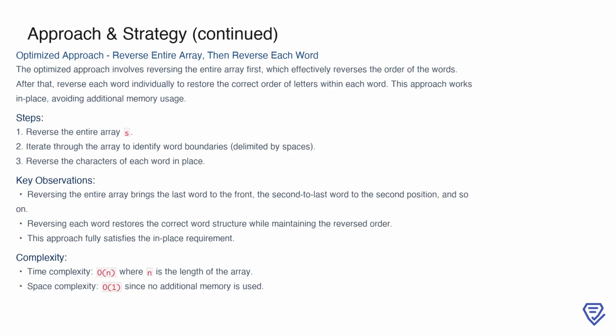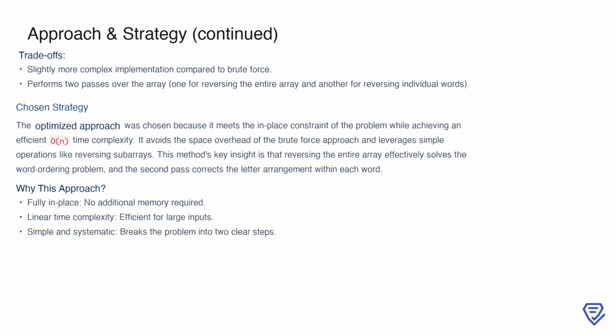With a linear time complexity of O(N) and constant space complexity, this method is efficient and well-suited for our constraints. While the optimized approach is highly effective, it does come with some trade-offs worth noting. The implementation is slightly more complex than the brute force method since it requires two passes over the array, one to reverse the entire array and another to reverse each word. However, this added complexity is minimal and manageable.